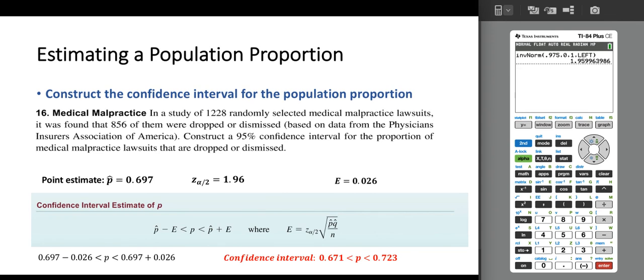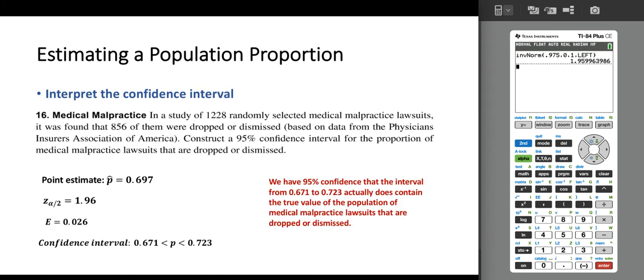Okay, so let me explain that again. This is the confidence interval and the math behind how we found it. But now let's talk about how I just interpreted that, and I've written it down here. So we have 95% confidence that the interval from 0.671 to 0.723 actually does contain the true value of the population of medical malpractice lawsuits that are dropped or dismissed. Okay, we don't know what the true proportion is, and we could be off, but we are 95% sure that it's going to be between those two values.